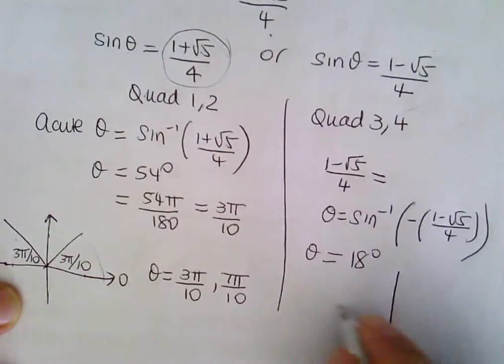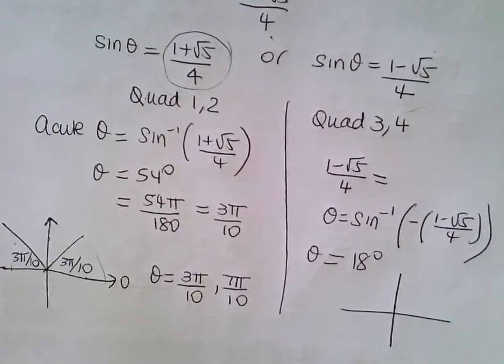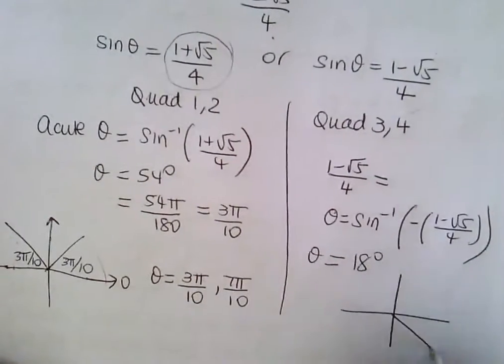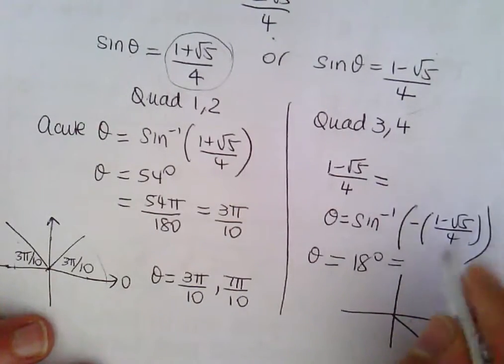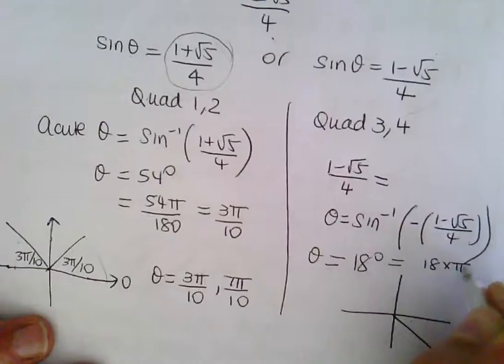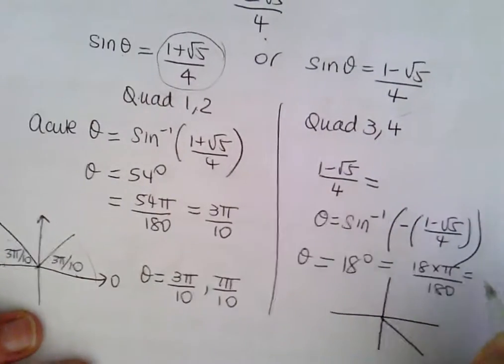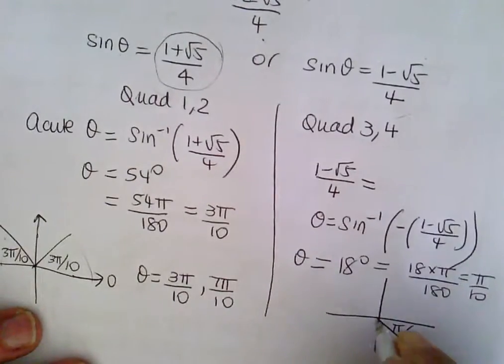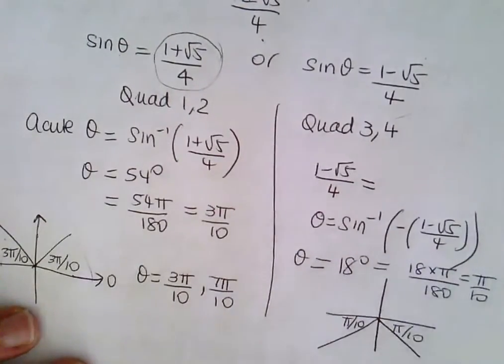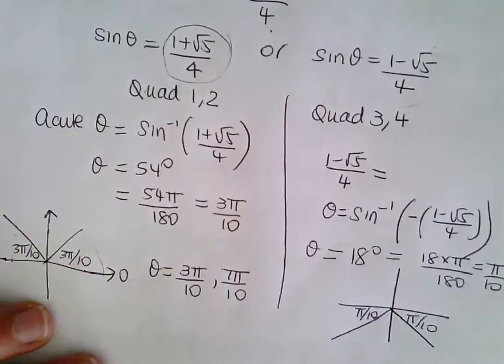So if you decide not to do that, just realise that the sine result, that minus 18, is your quadrant 4 result. So what's 18? Isn't that just pi on 10? Because it's 18 times pi on 180. It's pi on 10. So therefore you got pi on 10 in quadrant 3. Remember, these are the acute angles in the quadrants. You just draw them there.